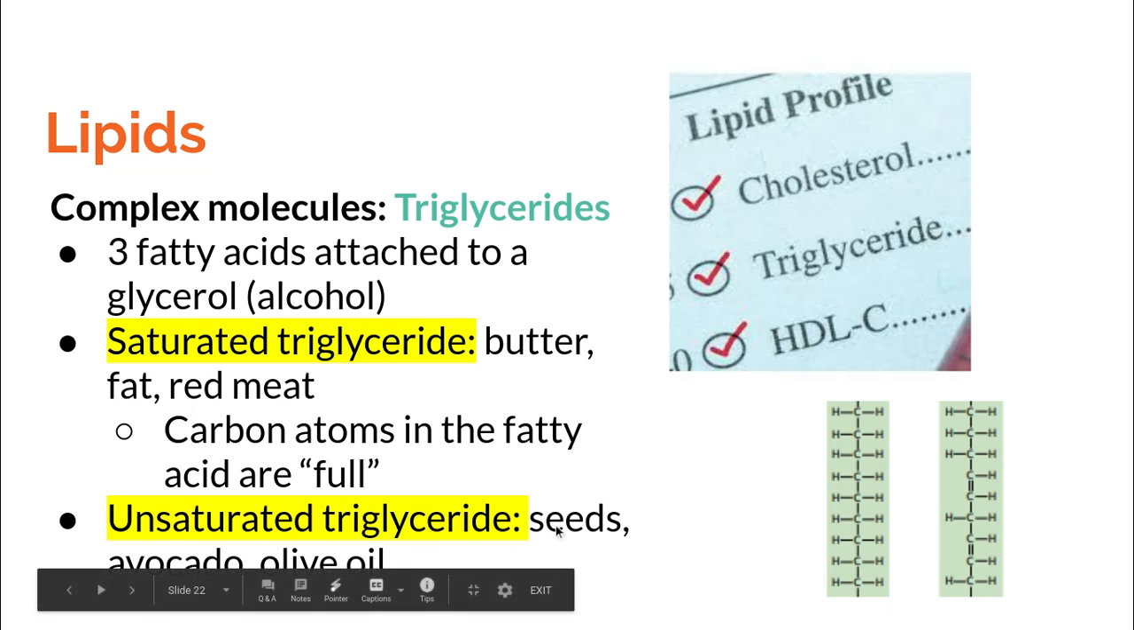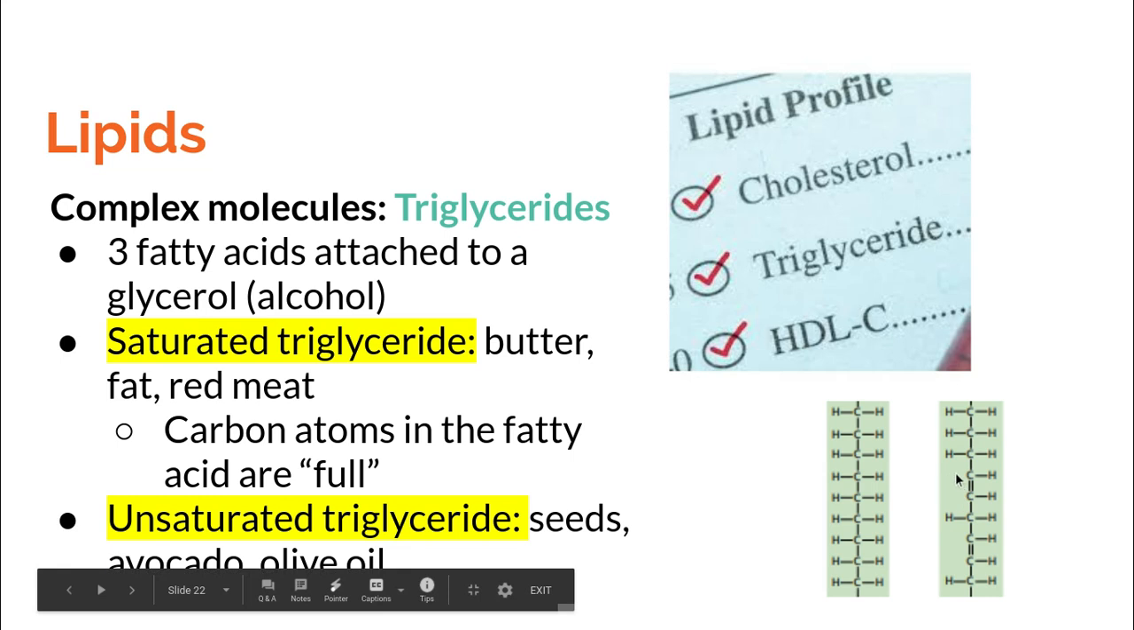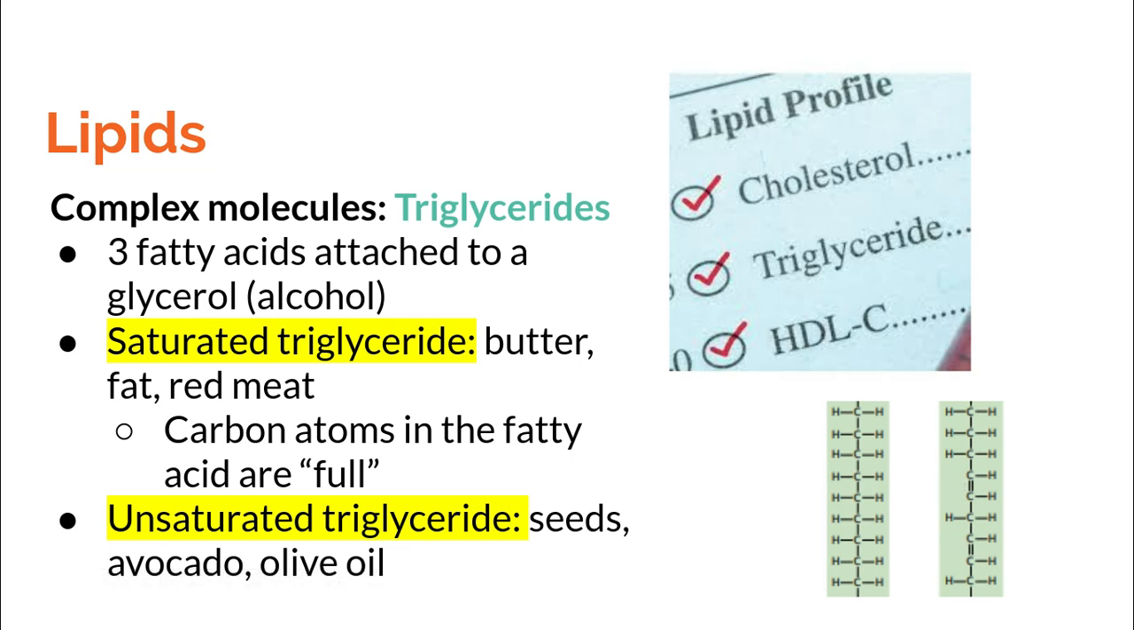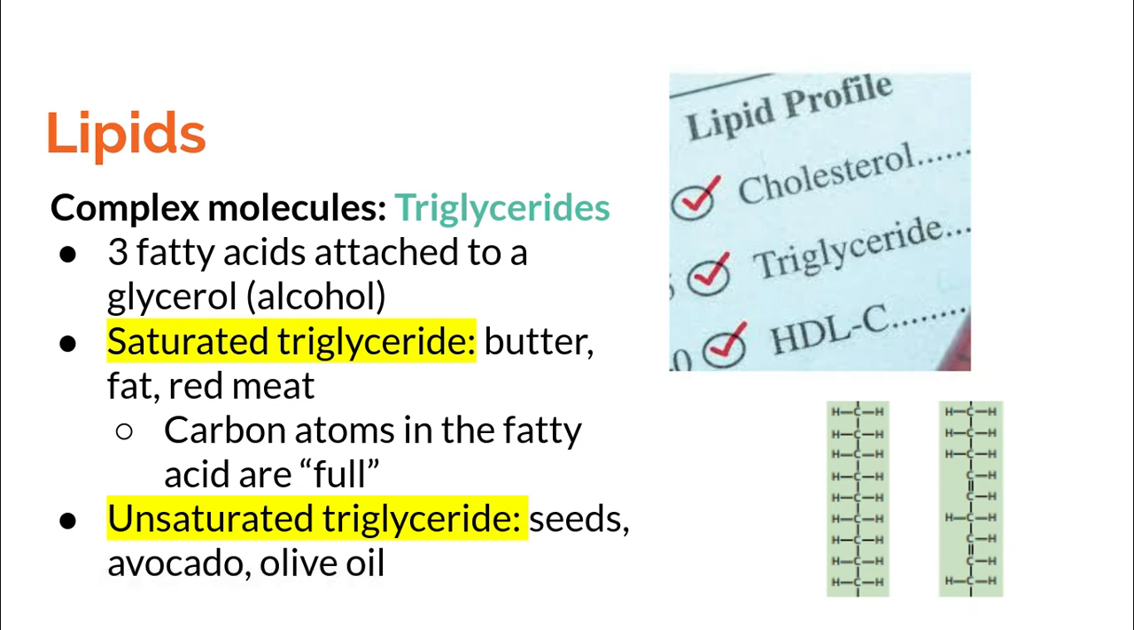So unsaturated triglycerides are seeds, avocados, olive oil, and they're unsaturated because look over here. Some of the carbons are full, and some of them are not. We've got some empty spaces here that don't have hydrogens. The carbon atom still is making its 4 bonds, so it's happy, but it doesn't have those extra hydrogens here. So when we look at the molecular level, that is what unsaturated means. So those are 2 examples of our triglycerides, saturated and unsaturated.